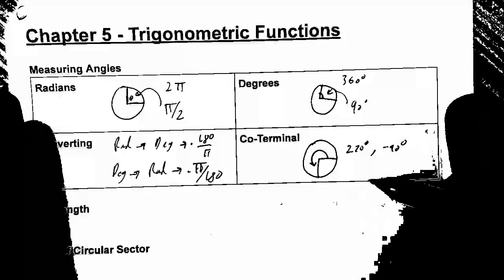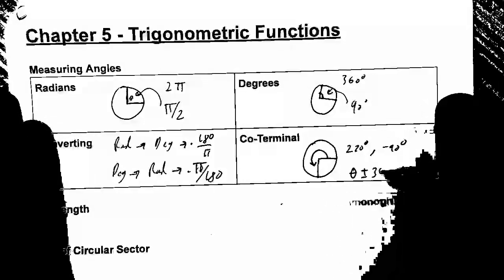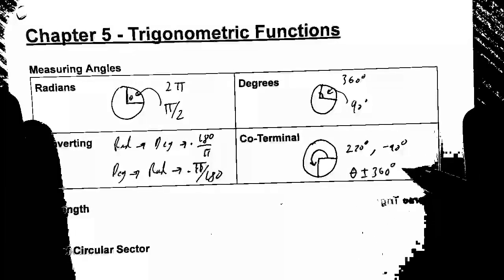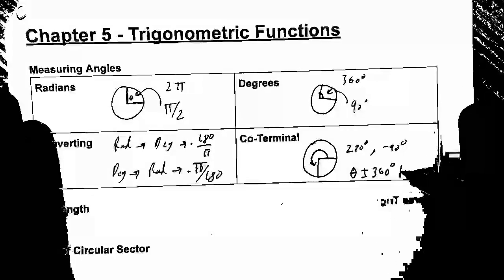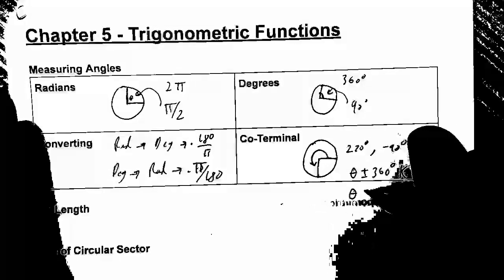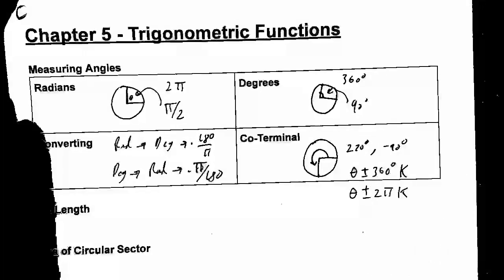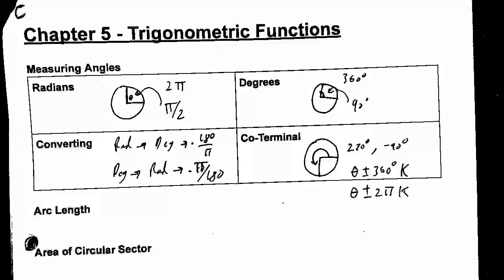So what we can do is take that theta plus or minus 360 degrees times k, and that will give you a coterminal angle. And if it's written in radians, it's theta plus or minus 2 pi k. So if you do a full rotation, you have a coterminal angle.